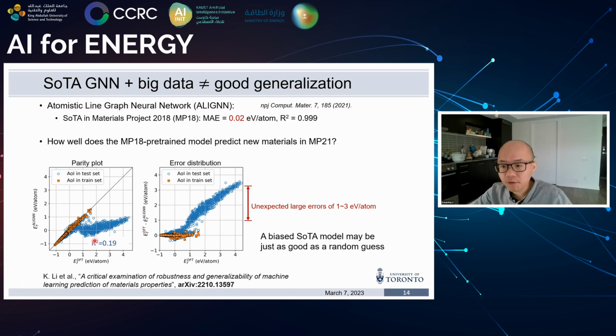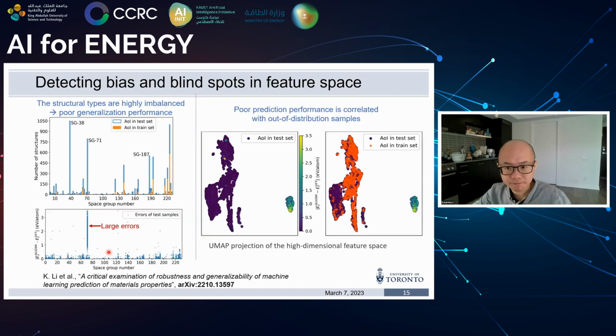Also, considering the very low R2 score on the test data, one might argue that a state-of-the-art model trained on a biased dataset may be just as good as a random guess if you are using it for some test data. So after some digging down, we find that the poor generalization performance is related to the imbalance of structural type in the dataset.